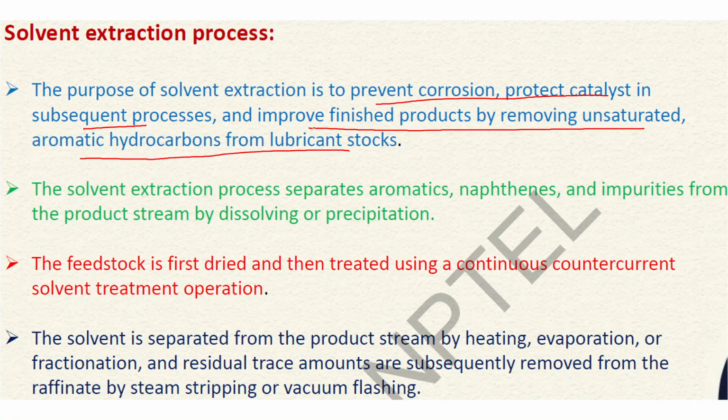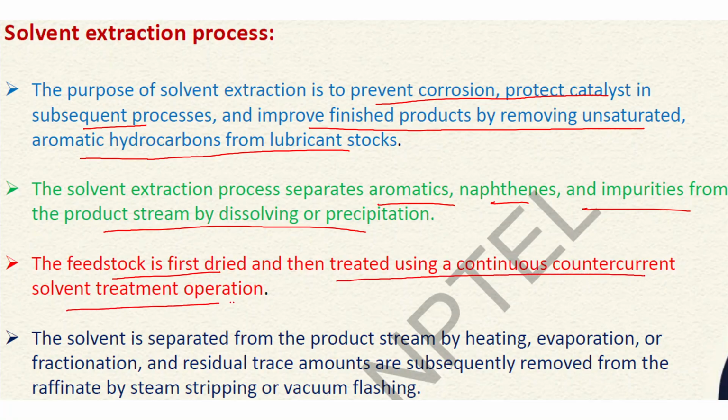Okay, so the solvent extraction process separates these aromatics, naphthenes, and impurities from the product stream by dissolving or precipitating. The feedstock is first dried and then treated using a continuous counter current solvent treatment method. That means the dried feedstock is treated with a suitable solvent in counter current operation. When this lubricant oil completely dissolves in the solvent, the impurities are left behind.